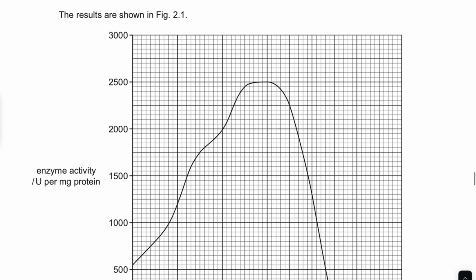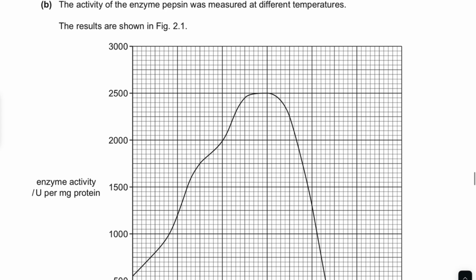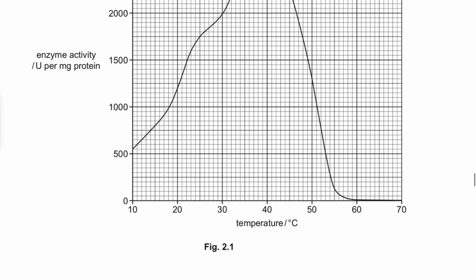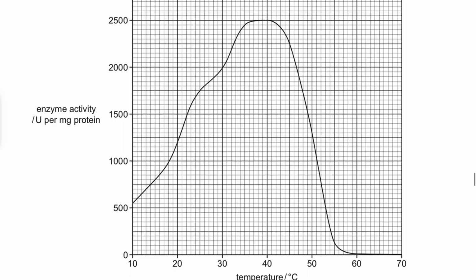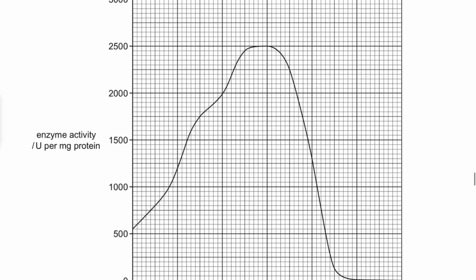Moving onward, again, they have said that the activity of the enzyme pepsin was measured at different temperatures. And they are showing you the result with the help of a graph. So if we look at the graph, on the x-axis, we have the temperature.